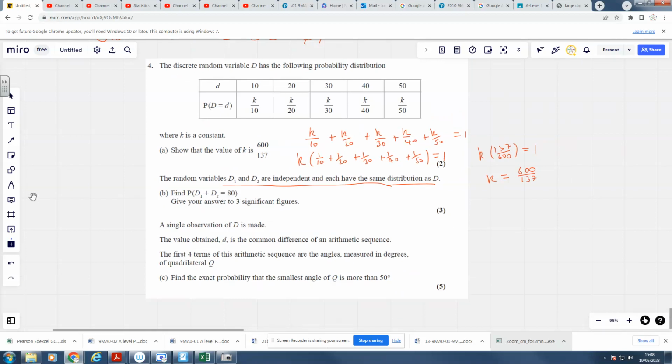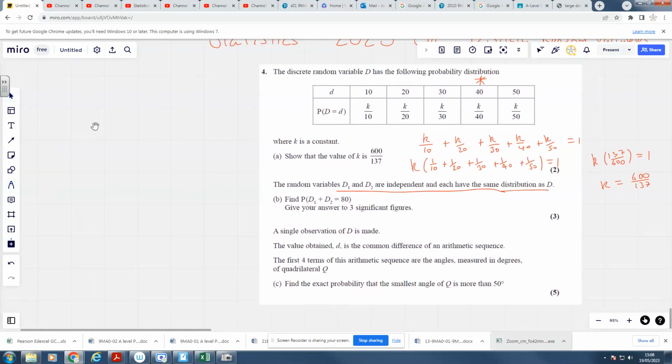Okay, so if we're doing this, we're going to be thinking, well, how can we make 80? Well, you could get 40 and 40. So let's make this nice and clear to the examiner what we're doing. The probability that D1 plus D2 is 80 is going to be equal to the probability of D1 being 40 and D2 being 40, where D1 is the first spin and D2 is the second spin.